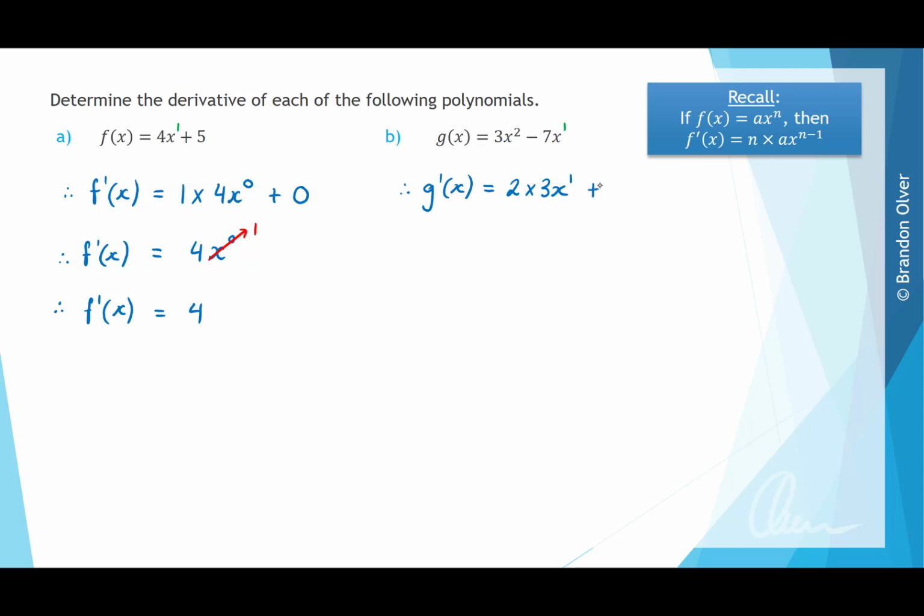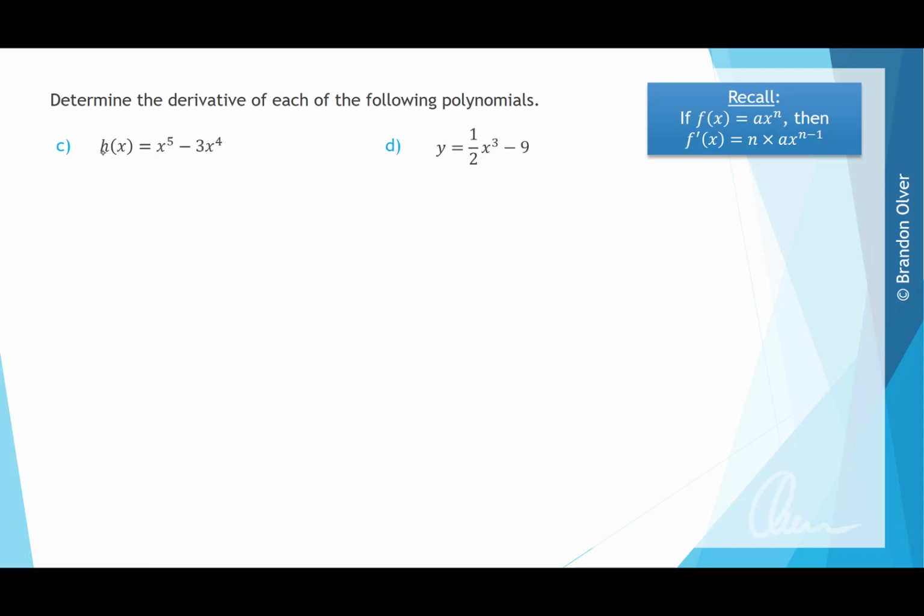And then we're going to add on, and we take the original power out the front, 1, and multiply that by the negative 7x, and then we take 1 off the power, so that's going to become x to the power of 0. And we know that anything to the power of 0 is simply 1. Therefore, the derivative, g dashed of x, is simply going to equal 2 times 3 gives 6, and x to the power of 1 is just 6x. And then we're going to have 1 times minus 7, which gives minus 7.